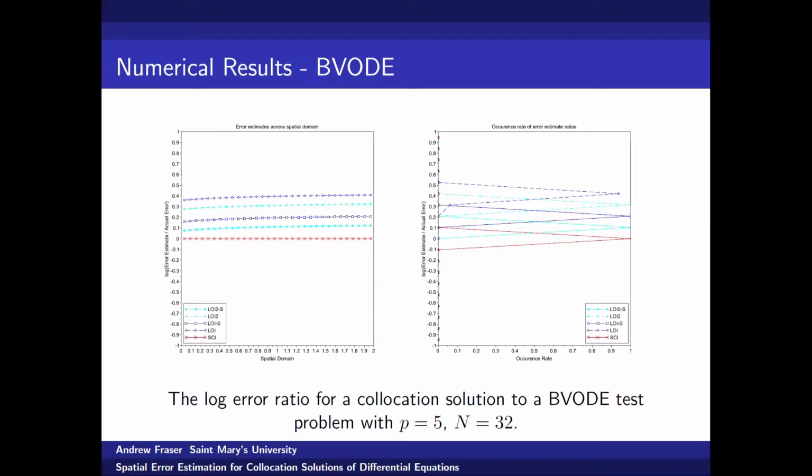Here we can see the results from one test in the BVODE problem class for a collocation solution of degree 5 with 32 subintervals. On the left plot, we see the error estimates of each subinterval across the spatial domain for each of the interpolants. And on the right, the vertical axis also represents the log error ratio, but the horizontal axis tells us the occurrence of those estimates.